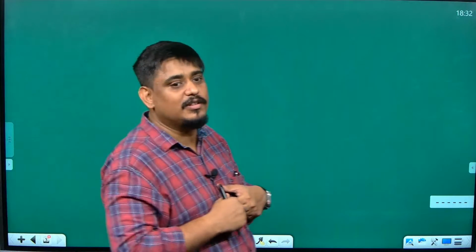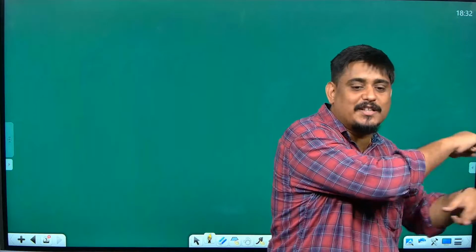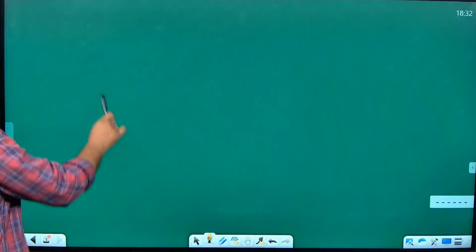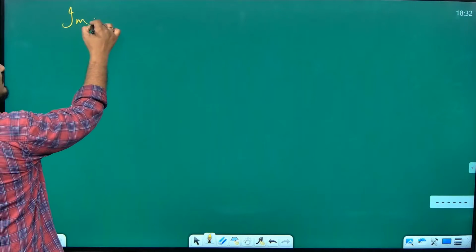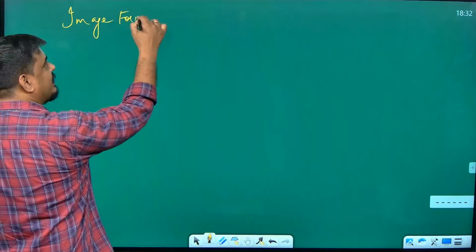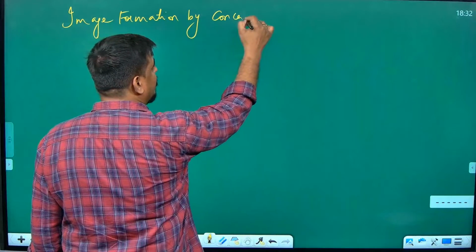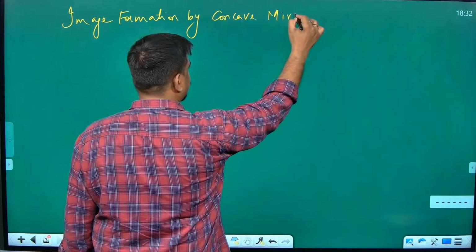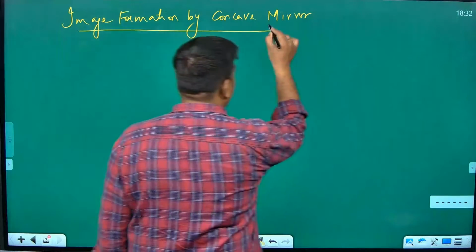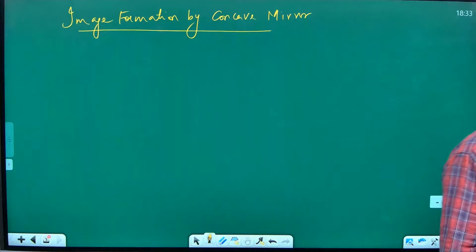So today we are going to learn how these image formations are taking place. If I am standing in front of a mirror and I am not able to see myself, where is the image forming? Today we are going to learn about that. Is it clear? So first we will learn about, all of you please give the heading as image formation by concave mirror. Again I am repeating, very important topic, also for the board examination.